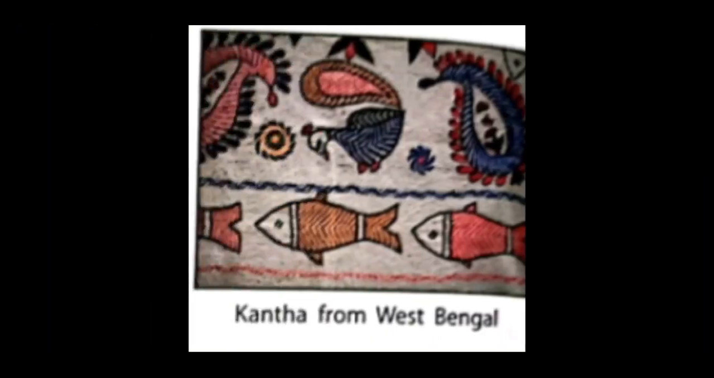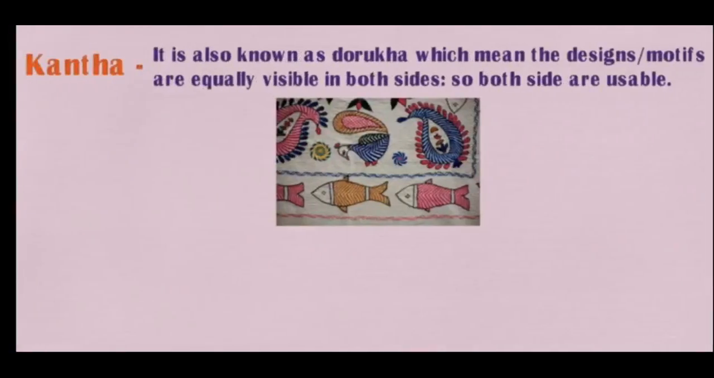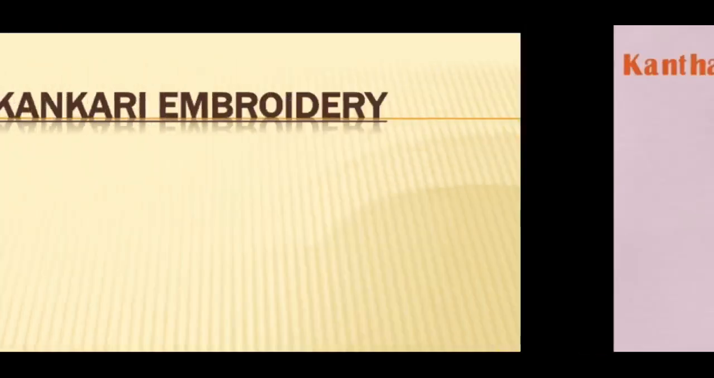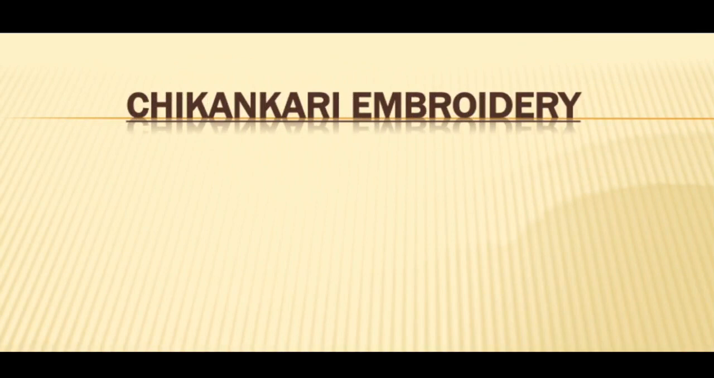Katha. Katha embroidery. Katha is famous in West Bengal. It is also known as Dorukha, which means the design motifs are equally visible on both sides, so both sides are usable.